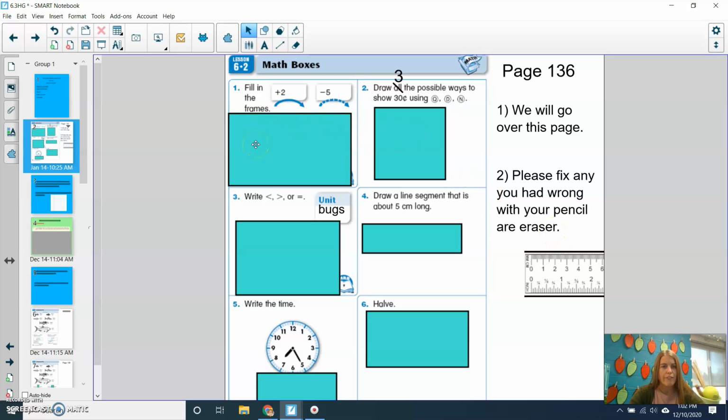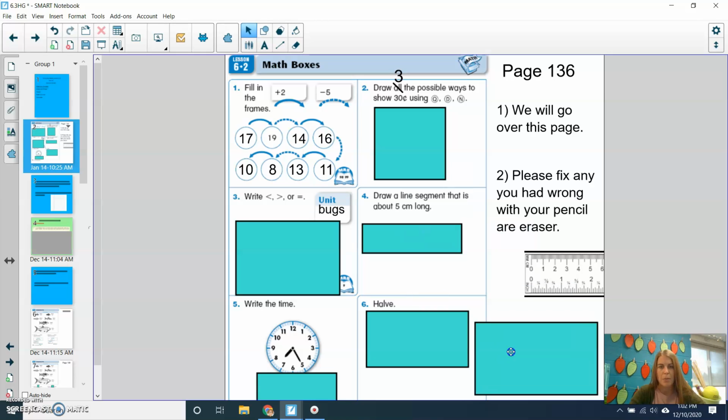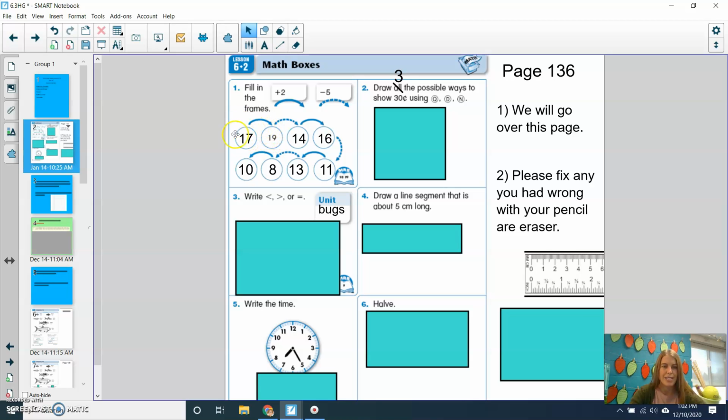For the first question, fill in the frames, and we're doing either +2 whenever we see a solid line or -5 whenever we see one of those hashed lines. So when I'm looking at 19, I know that 19 minus 2 is 17. I had to do the opposite in order to figure out that number that comes first. Then 19 minus 5 is 14. 14 plus 2 is 16. 16 minus 5 is 11. 11 plus 2 is 13. 13 minus 5 is 8. And then 8 plus 2 is 10.